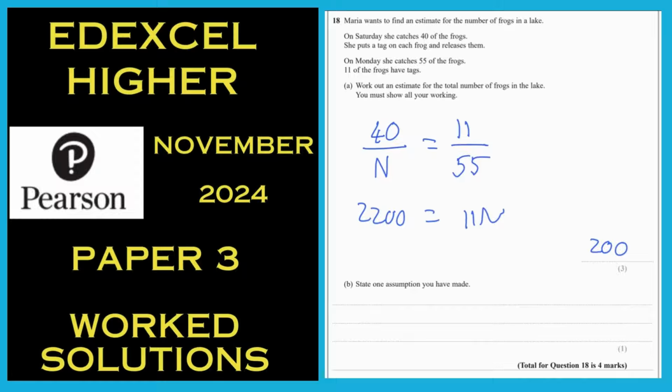Now, part B, there's lots of different ways you could attack this. State one assumption you've made. You could say that the frogs recaptured represent the population. That's quite a standard way, but I prefer to go for a slightly different way, in that we're assuming that all of the tags stayed attached. They could easily have wriggled free, the little slimy things, but something along those lines, something could have happened with the methodology. I think the main thing there would be some of the tags might have come loose, which would obviously affect your estimate of your answer.